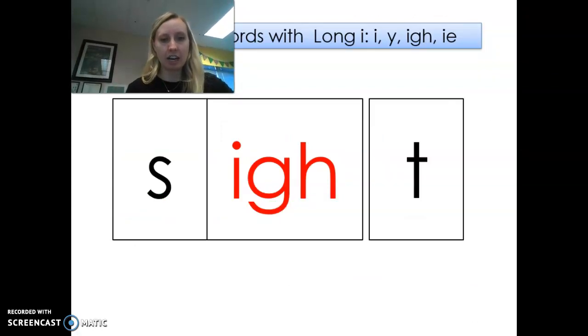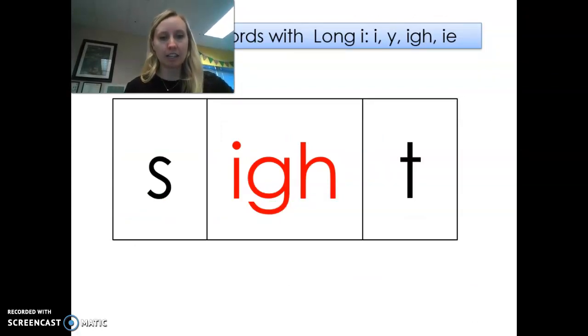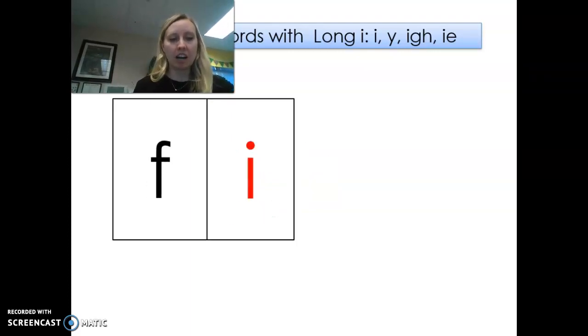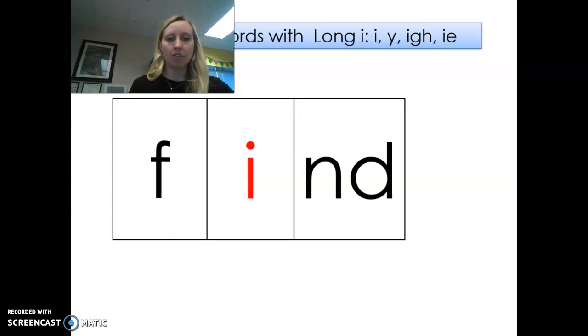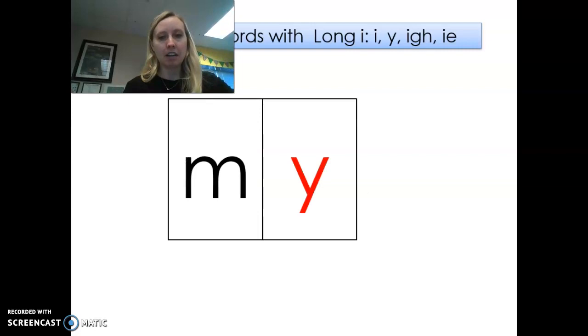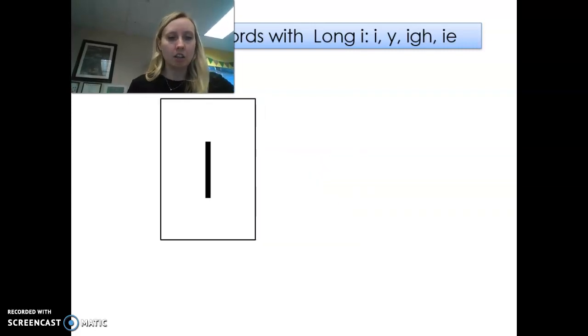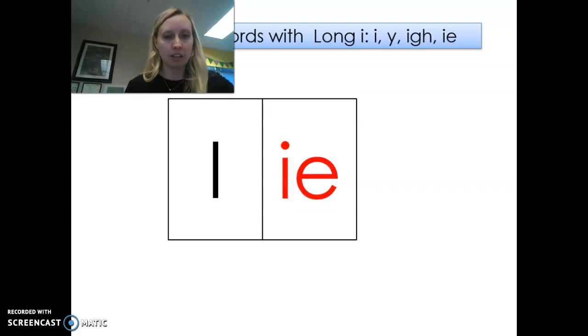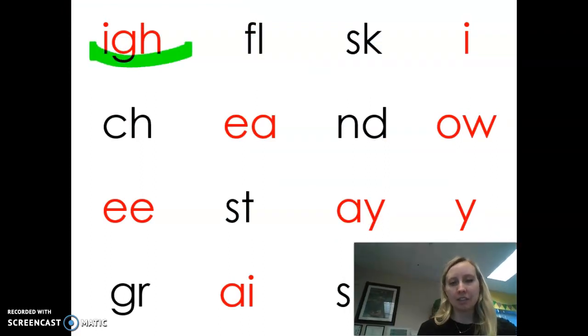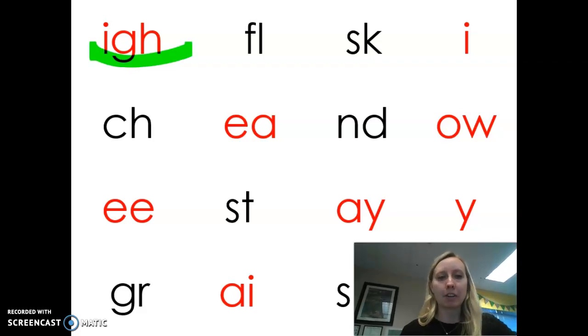I, sight word, I. Remember it's I, not if. Find, word, find. I, word, my. Okay, so Y today we'll be saying I. I, word, lie. Okay, let's look at some of these. 3, 2, 1, I. And that's a really tricky one. I don't know why it says I, but we just have to memorize that pattern.